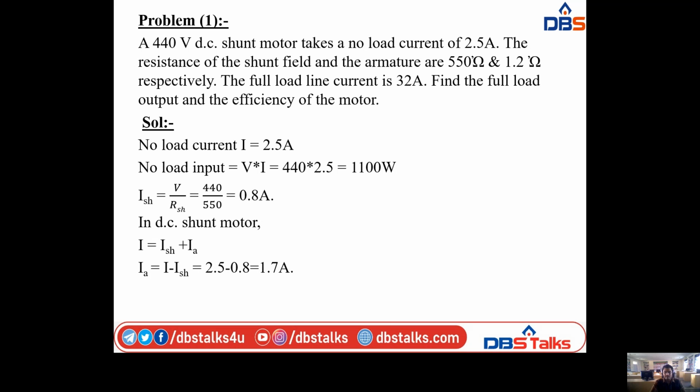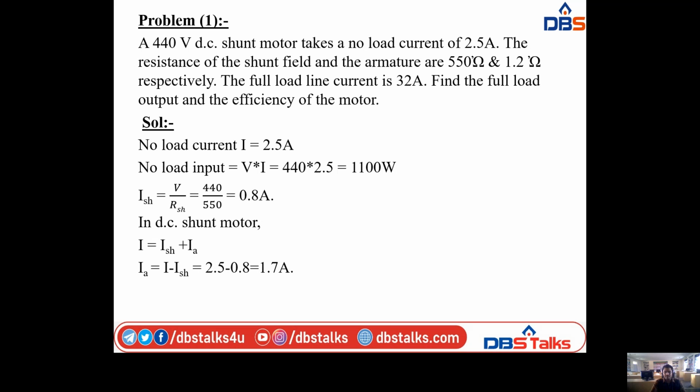Firstly, note down the given data from the problem. The supply voltage V is equal to 440 volts, the no load current I naught is 2.5 amperes, the shunt field resistance RSH is 550 ohms. This is a shunt motor, that's why I am taking RSH; if it were a series motor, it would be RSE. The armature resistance RA is equal to 1.2 ohms, and the full load line current IL is 32 amperes.